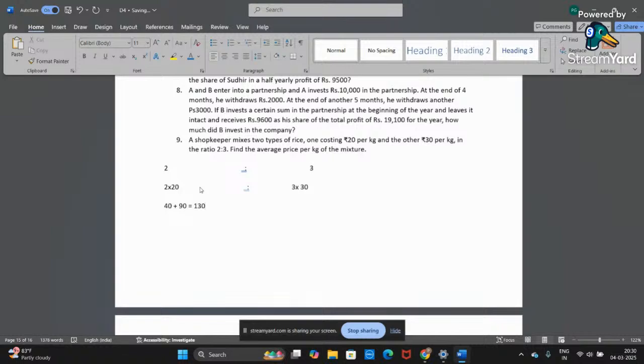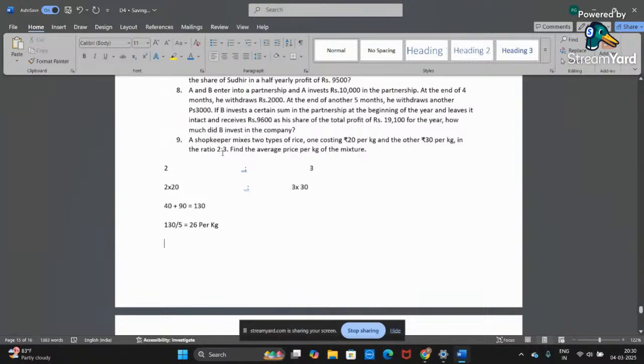130, right? So this 130 we need to divide by what? Sum of ratio. What is your sum of ratio? 5. So 130 divided by 5, it is 26. So 26 rupees per kg. Answer is 26 rupees per kg. This is your answer.